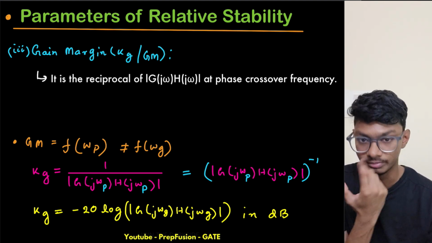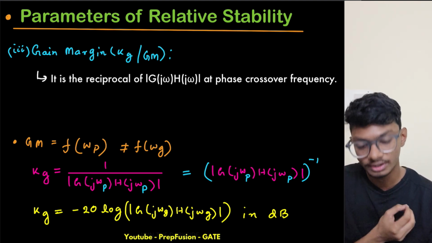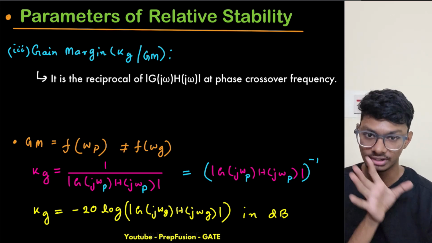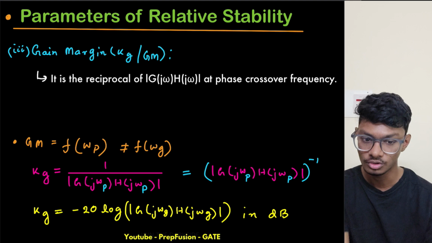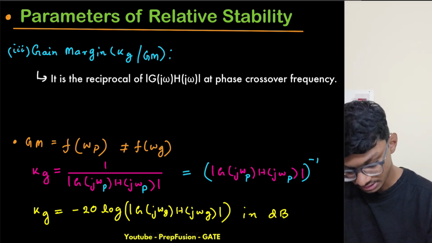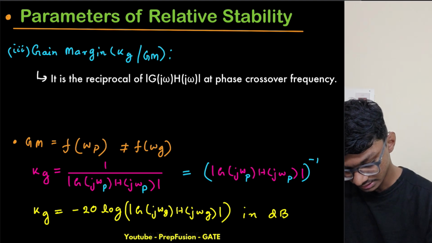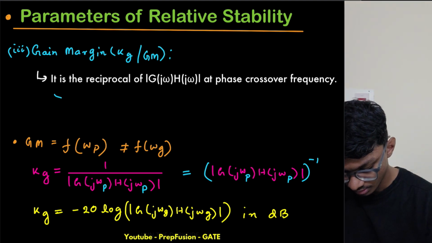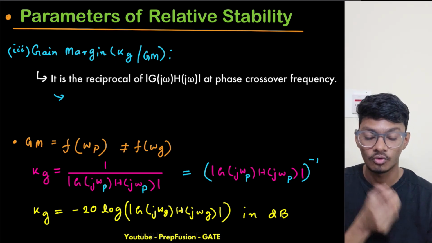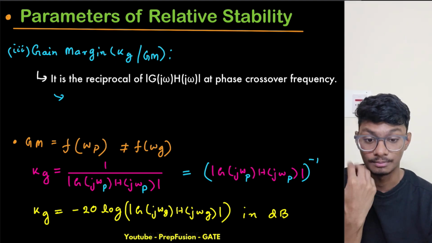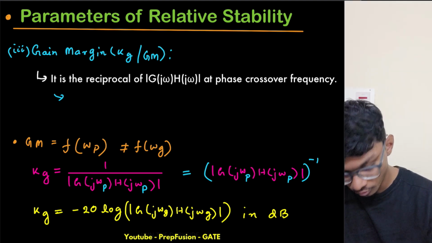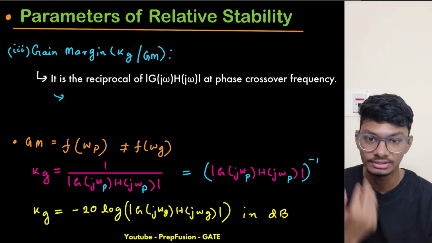The next parameter will be a bit different. What does the physical significance of gain margin mean? Graphically I will show you, but for now just listen to what I'm saying. The physical significance of gain margin is the additional amount of margin left for it to become marginally stable. If you don't understand, don't worry, I will show you graphically and there you will understand.